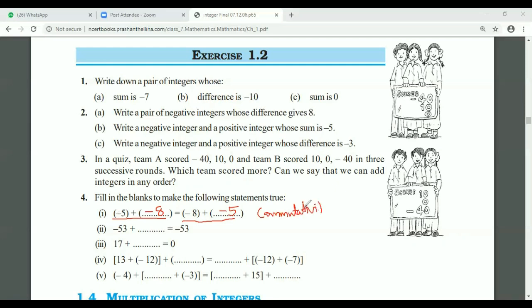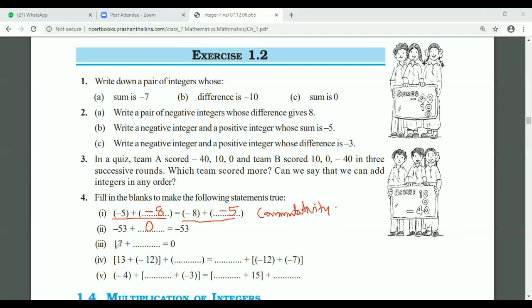Now we can move to the second question. Negative 53 plus some number is equal to negative 53. So if you are adding a particular number to any number and you get the same answer, then that number is the additive identity. The additive identity is 0. So negative 53 plus 0 is equal to negative 53.